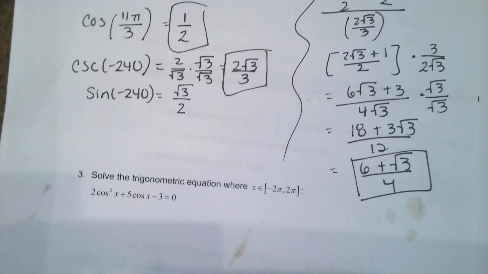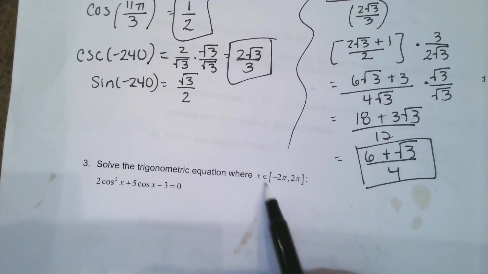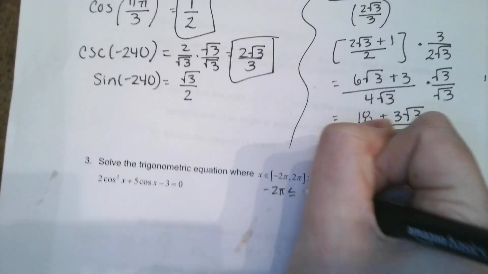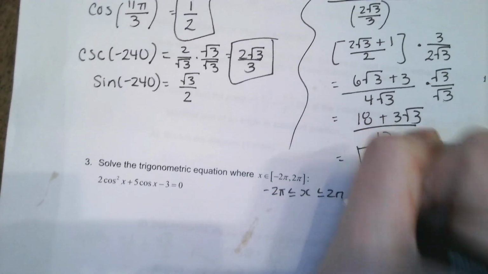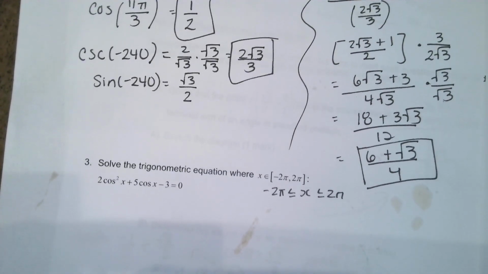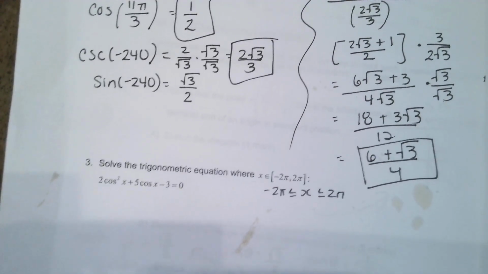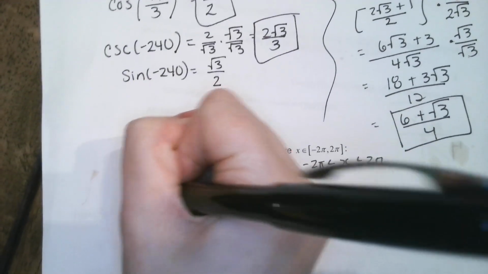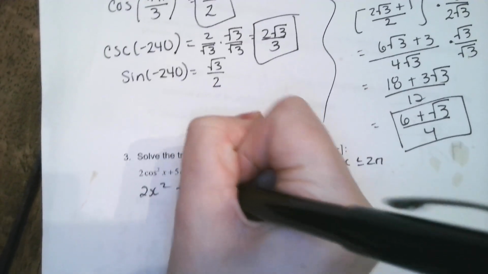Solve the trigonometric equation where x is in this domain. This is the same thing as saying negative 2 pi is less than or equal to x is less than or equal to 2 pi. Okay, just so you know, you should know that. Big thing here is I have to factor. So I have 2 cosine squared x plus 5 cosine x minus 3. I know a lot of you like to change these guys to x's to make our life a little bit easier.